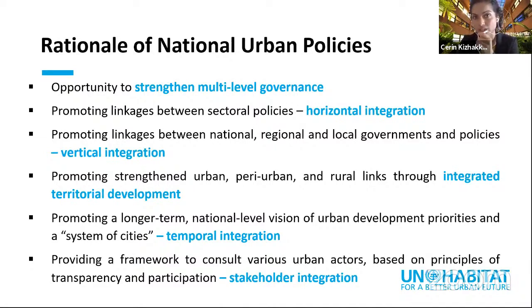So on one side, you can strengthen multi-level governance. On the other side, you can promote the linkages between different sectoral policies and sectoral government departments. So this is horizontal integration. Then you have also the vertical integration, where you have a stronger linkage between national, regional, local governments and policies. And it promotes the peri-urban, urban and rural linkage. So this is more of a territorial or spatial integration. And then promoting a longer term and national level vision. It's the temporal aspect you can have in a national urban policy. And then at last, which I mentioned before, due to the development process, the way you do it in an inclusive way, you also have a variation of urban stakeholders and actors in your consultation process.